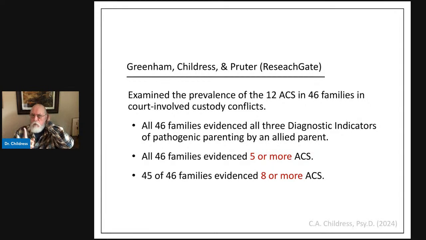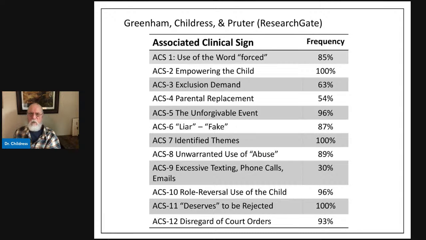But the research was looking at the associated clinical signs. Are those present and how often? And interestingly, all 46 families evidenced 5 or more of the associated clinical signs, and 45 of the 46 families had 8 or more of the associated clinical signs. So they're not always present, but they're present a lot. And so here's a list of them. And you can go look on ResearchGate for this.